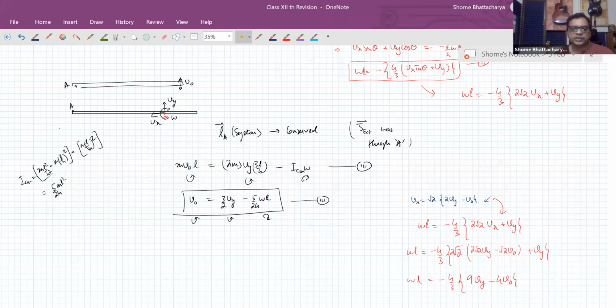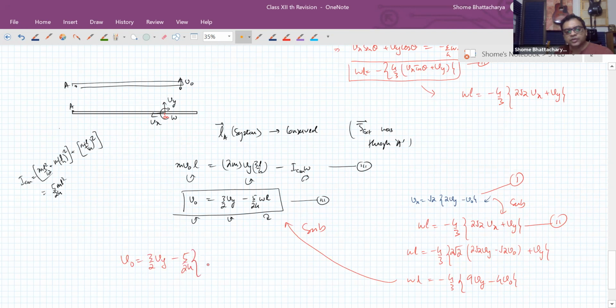That's all right. Second equation, what we're doing. So now we substitute this here. We substituted this from the first equation into the second equation. So we got this. Now we'll substitute this in the third equation. So we get V naught is equal to 3 by 2 Vy minus 5 by 24 into this thing, minus 4 by 3 into 9 Vy minus 4 V naught. Okay, so let's see what this gives us.